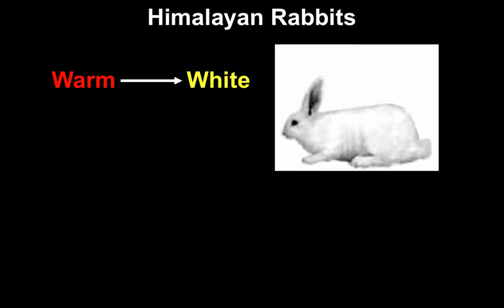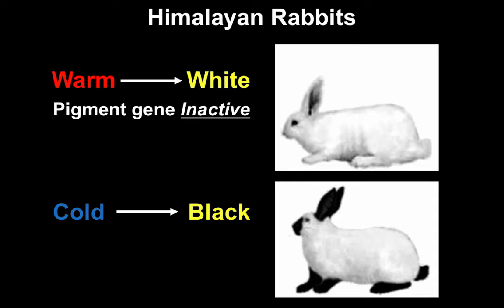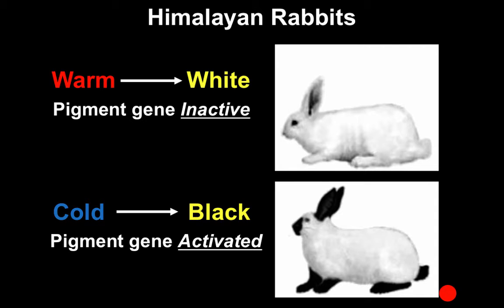So here's an example of what we call gene activation. When the temperature outside is warm, these Himalayan rabbits will be white because the pigment gene has been inactivated, so it doesn't work. When it gets cold though, that gene will turn on or be activated, and you will get a change in phenotype. No change in the DNA, just a change in whether or not the gene is activated.